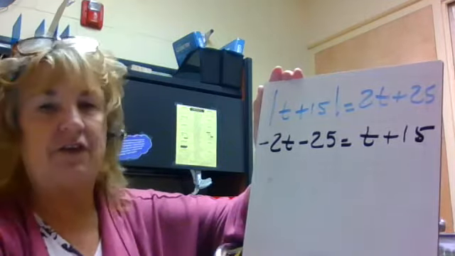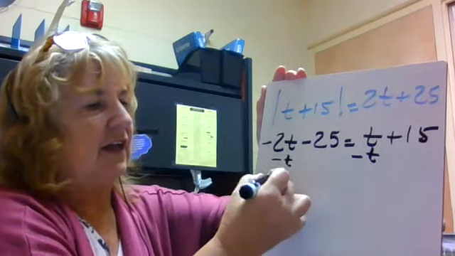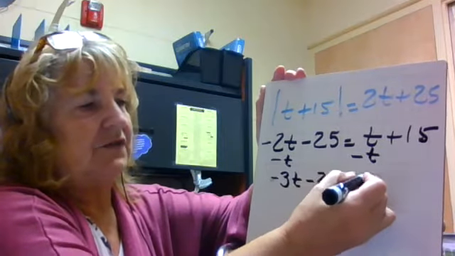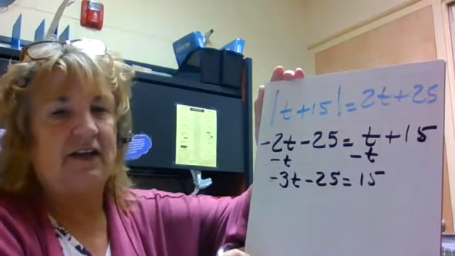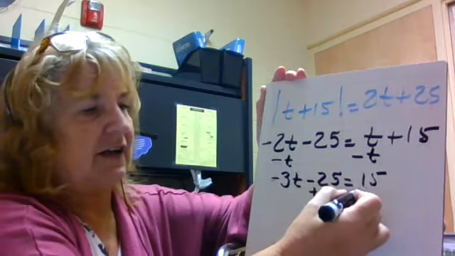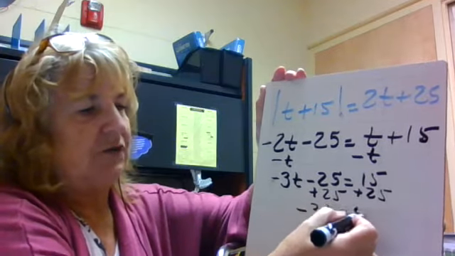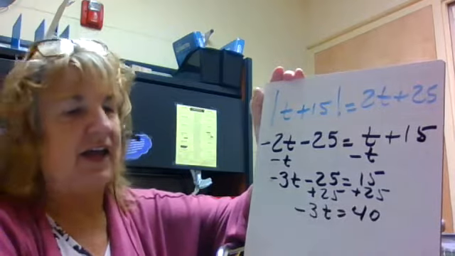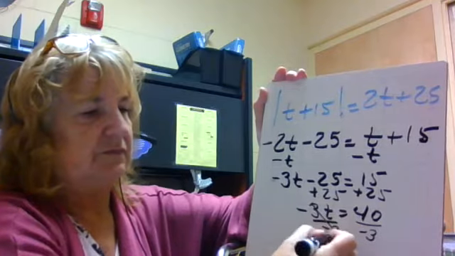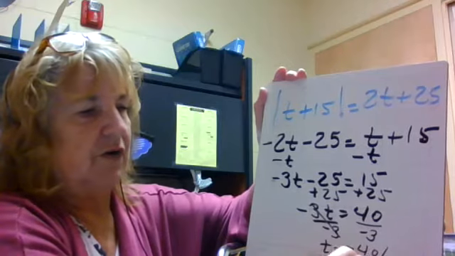So we're just going to solve this for t. So I'm going to subtract t. I get negative 3t minus 25 equals 15. Then we'll add the 25. And you get negative 3t equals 40. And then divide by negative 3. So you get t equals negative 40 over 3.